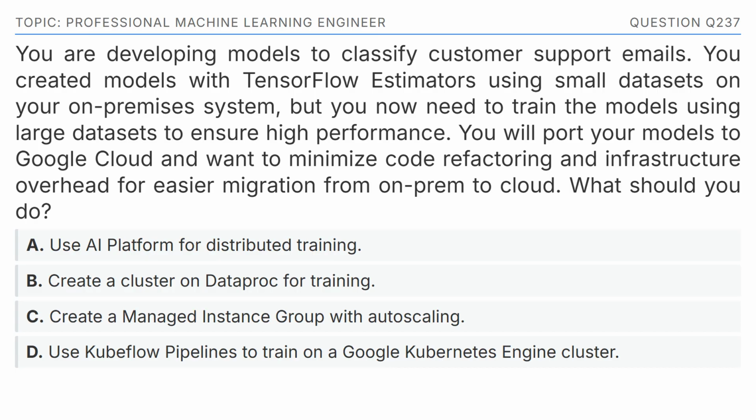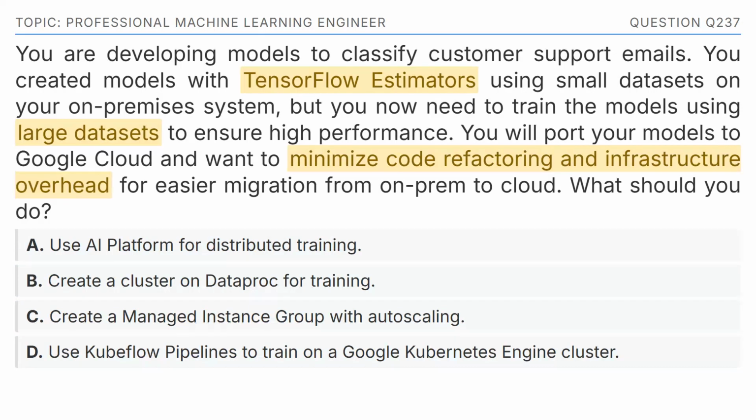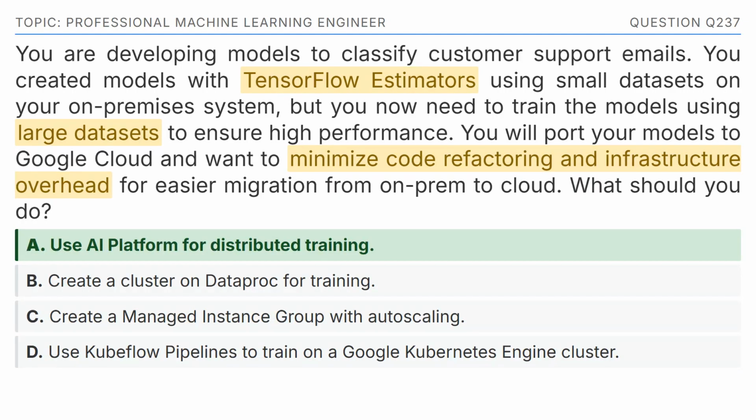The options are: Option A, use AI Platform for distributed training. Option B, create a cluster on Dataproc for training. Option C, create a managed instance group with autoscaling. Option D, use Kubeflow pipelines to train on a Google Kubernetes Engine cluster. To arrive at the correct answer, we focus on the keywords: TensorFlow estimators, large datasets, minimize code refactoring and infrastructure overhead. The correct answer is option A, use AI Platform for distributed training.